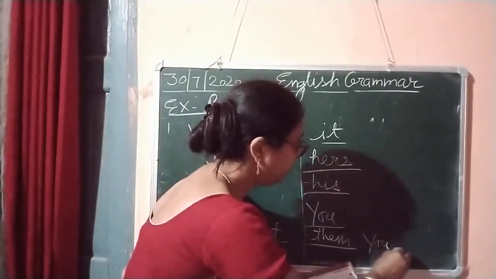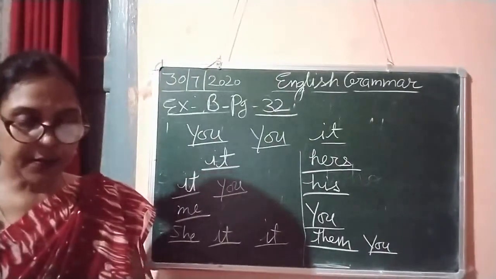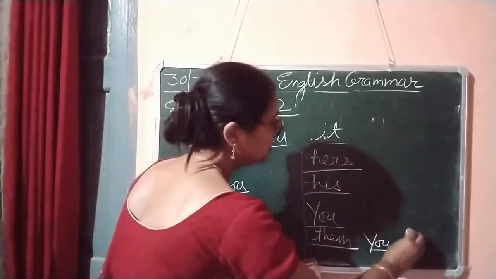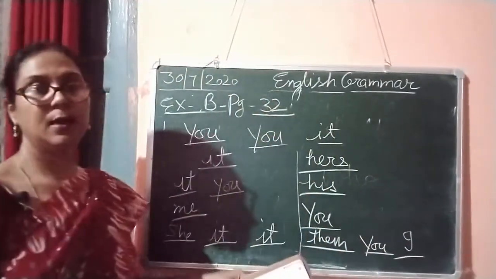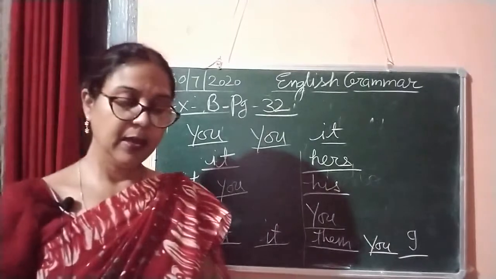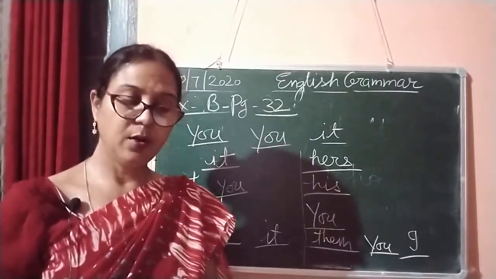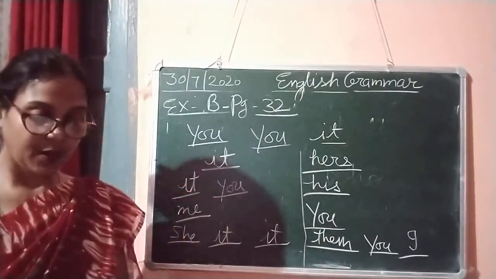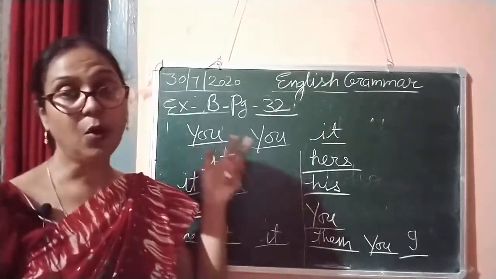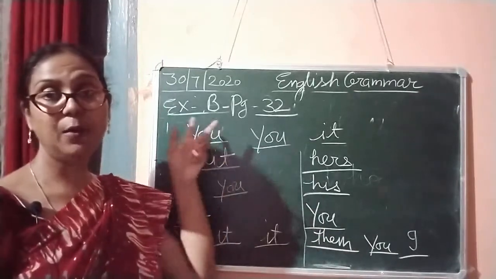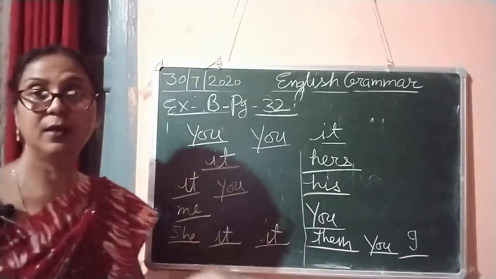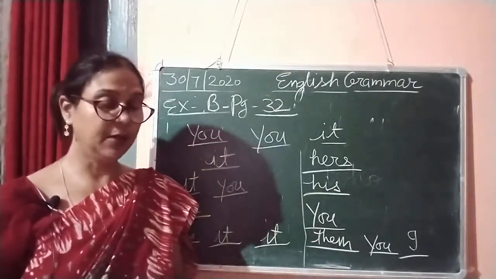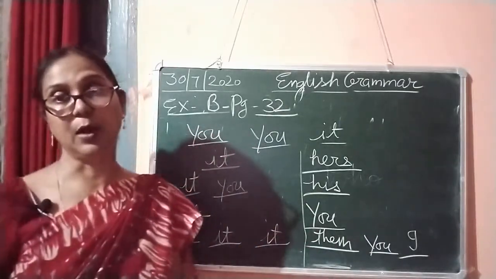Now, the rest of you, we are going to write you. The rest of you come here as I call out your roll numbers. So this way we just complete. These are all pronouns we are using. These are all personal pronouns we have used over here. So this way we can complete exercise number B, fill in the blanks with appropriate personal pronouns.